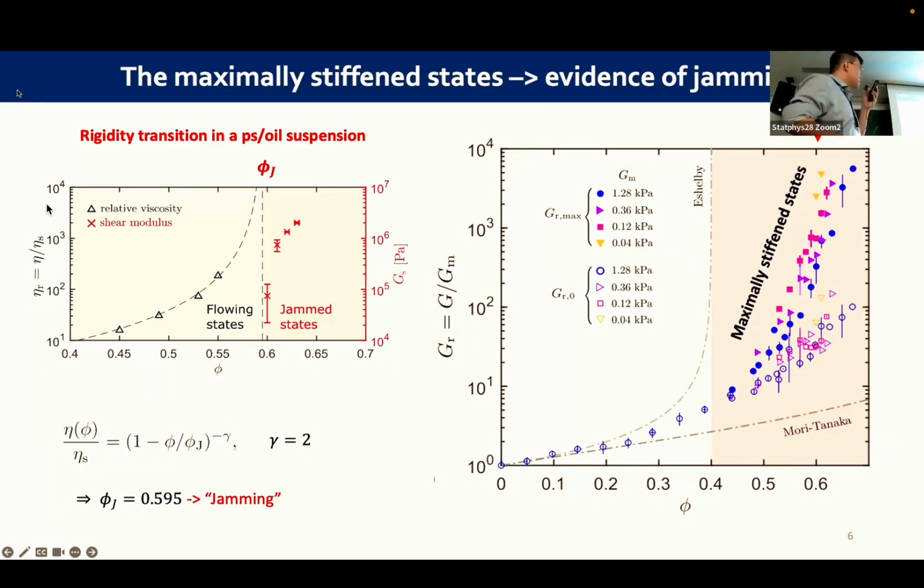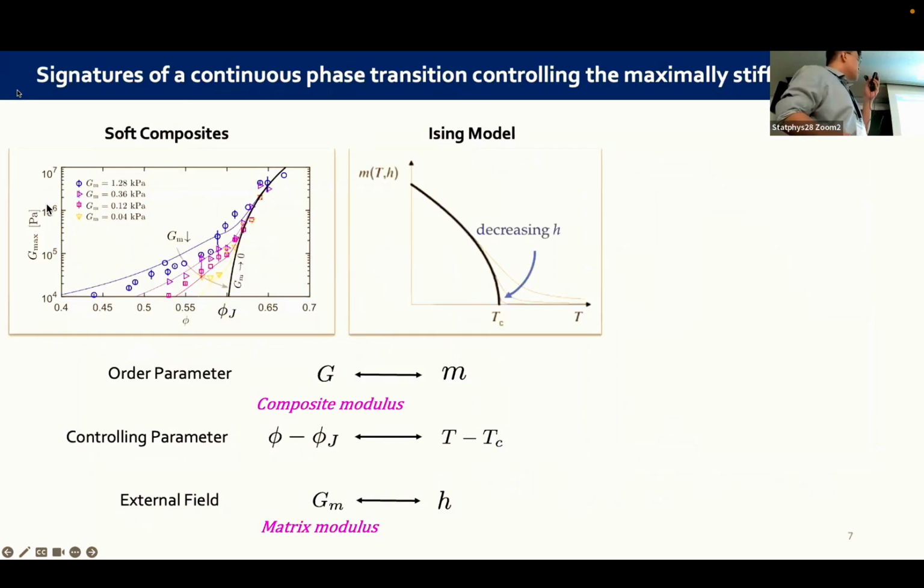However, the question here is: there are certainly some relations, but how can we incorporate this rigidity transition of the particles into modeling composites? What we did was motivated by an analogy to the Ising model, where we see similar behaviors if we compare the shear modulus of the system to the magnetization as an order parameter. If we do that, the role of the matrix modulus in our system appears to play a similar role to the magnetic field in the Ising model.